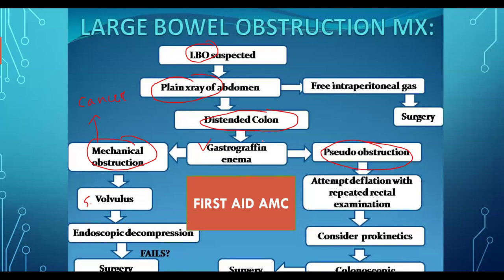Now, let's say that you did the gastrographin enema. There is no obstruction that you could find out. That means it was a functional obstruction or a pseudo obstruction. Pseudo obstruction can be due to a lot of conditions. So I would like you guys to go to MedBullets and read about this pseudo obstruction.